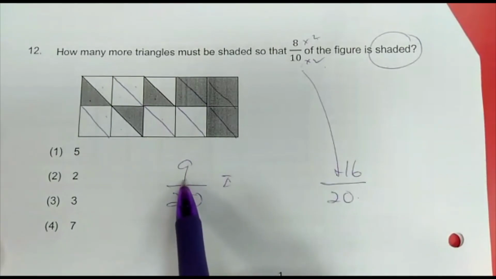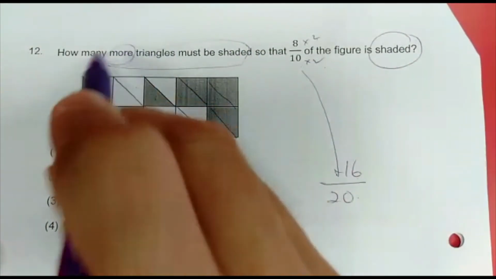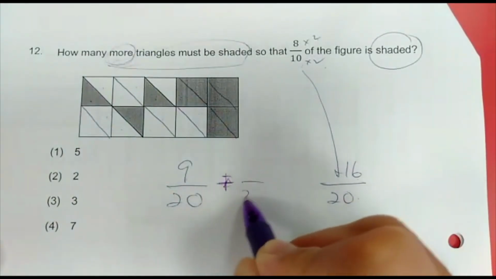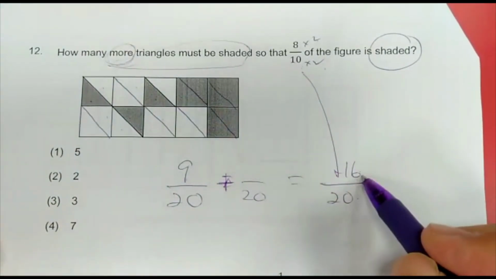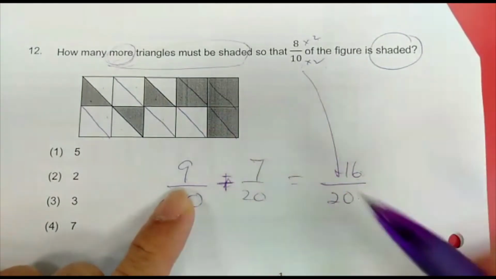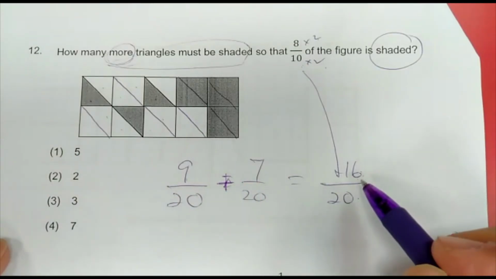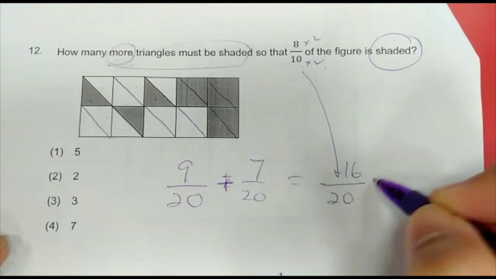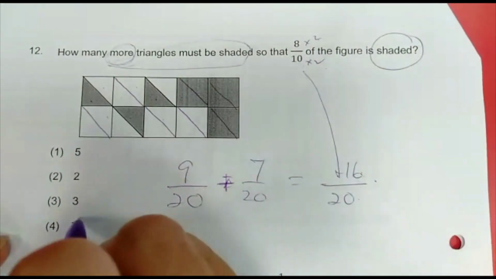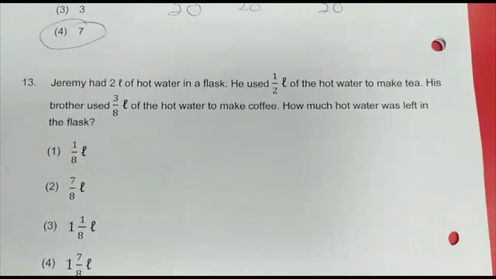So this is clearly not 16. How many more must be shaded? I must add something such that I'll get 16. What do I add? 16 minus 9, I have 7. I need to shade 7 more, then I will have 16. And when simplified, I'll get 8/10. So the answer is 7. Question 13.